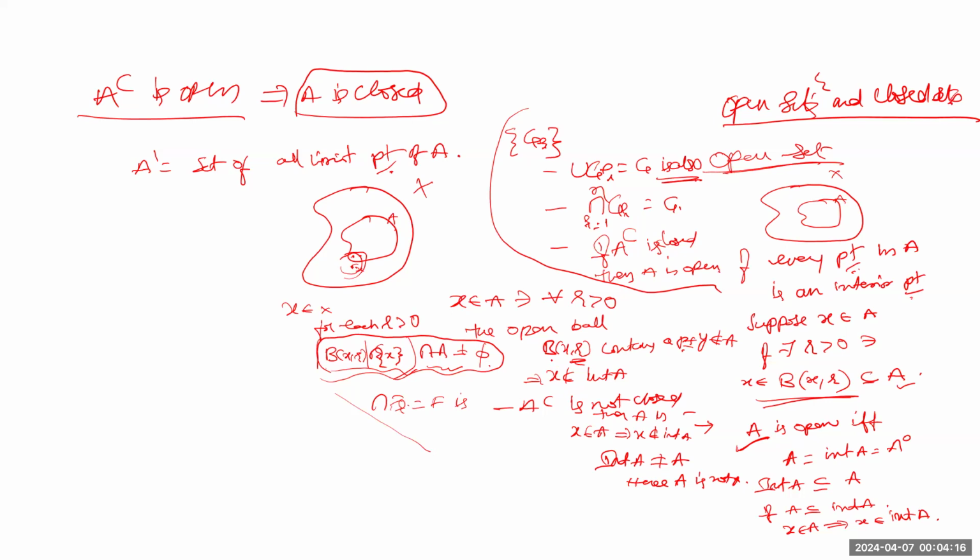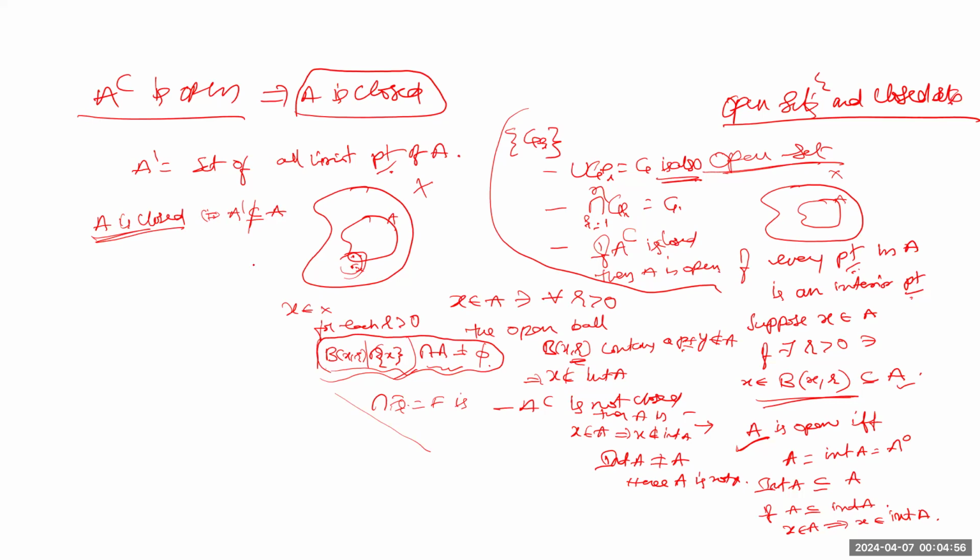And similarly, how do we show that the given set A is not closed? Generally, we discussed one theorem. A is closed, by definition, if every limit point of A is a point of A, that is, A dash is a subset of A. Suppose A is not closed, then A dash is not a subset of A.